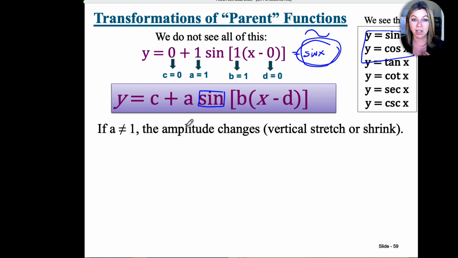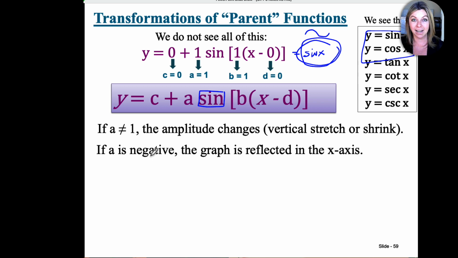The parent function has an amplitude of 1, okay? We never saw it or talked about it because it's implied. If the coefficient is 1, we don't write it. But if the coefficient is not 1, then our trig function is not going to bounce between positive and negative 1. It's going to change the amplitude according to whatever a is equal to. So when we see an a not equal to 1, we're going to think, all right, change the amplitude. It's kind of nice. Amplitude starts with a.